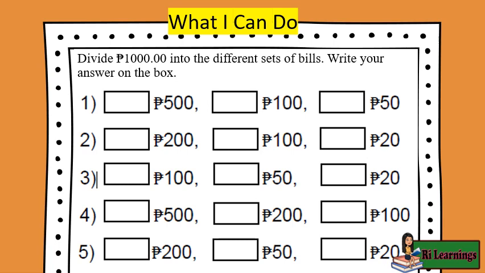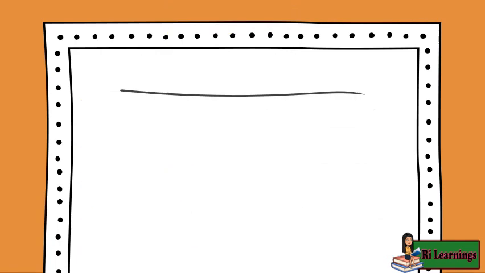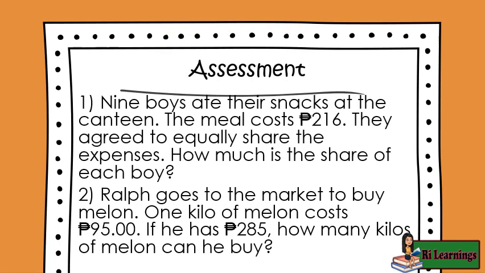Divide 1,000 pesos into the different sets of bills. Write your answer in the box. One, 9 boys ate their snacks at the canteen. The meal costs 216 pesos. They agreed to equally share the expenses. How much is the share of each boy?